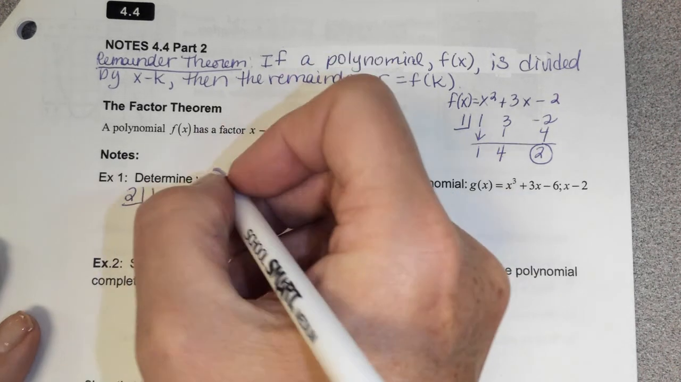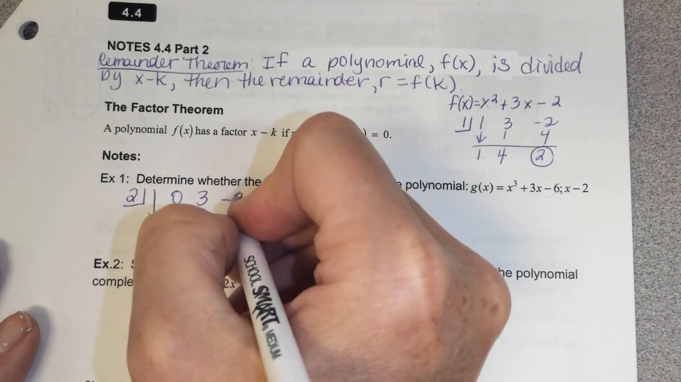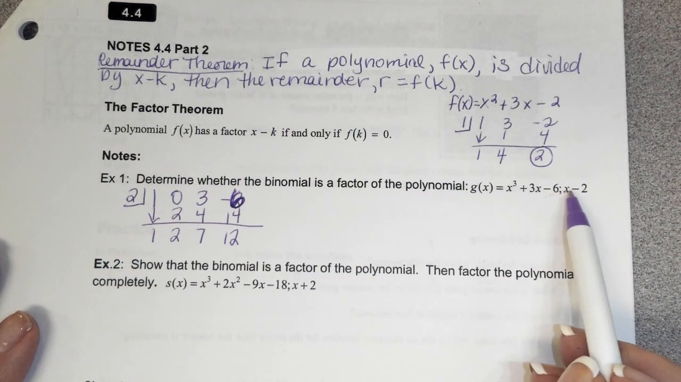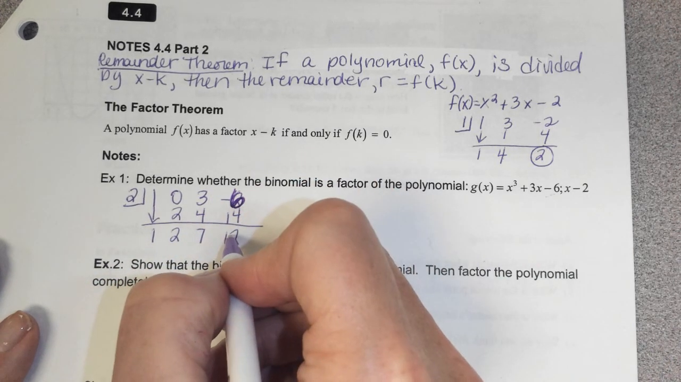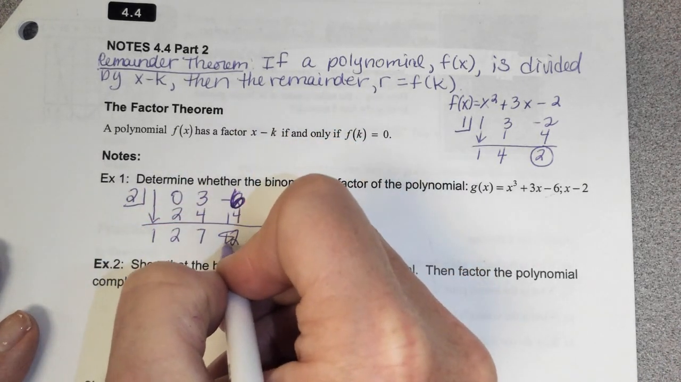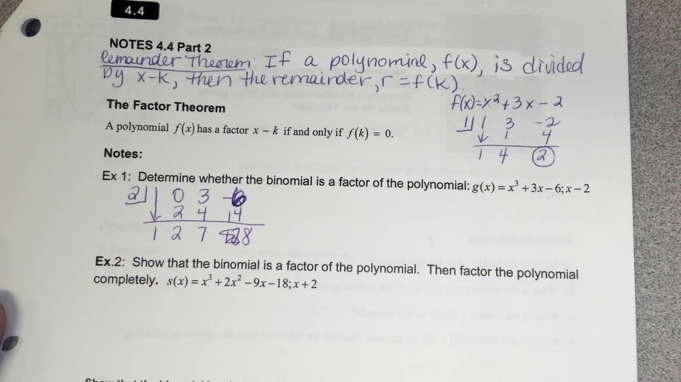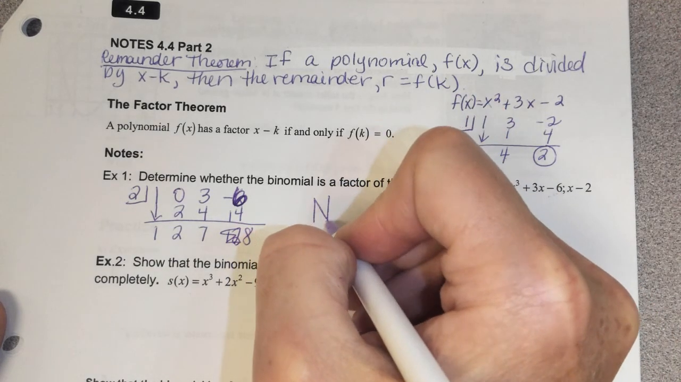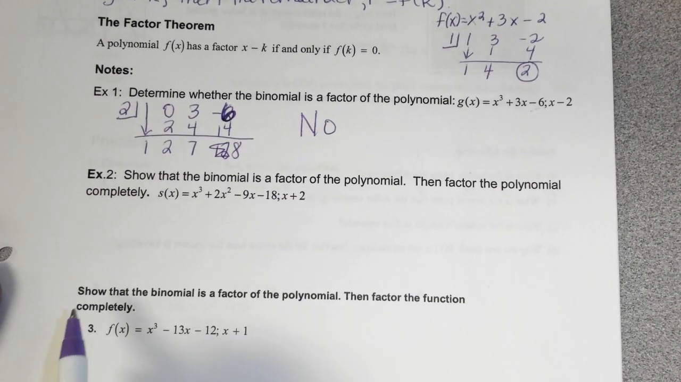Oh, I see my mistake. I'm sorry. This should be negative 6, shouldn't it? I glanced at that. That's a negative 6 right there. I just accidentally looked there. Sorry about that. Regardless, even if this is negative 6, negative 6 plus 14 is 8. Is it going to be a factor? Did we get 0 as the remainder? No. So it is not going to be a factor. Okay? Let's look at another one.